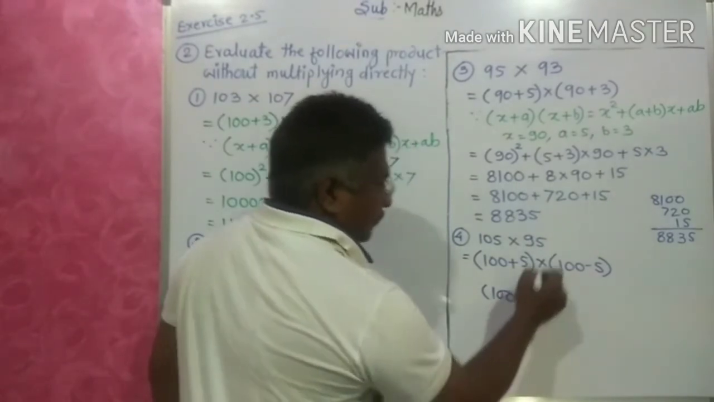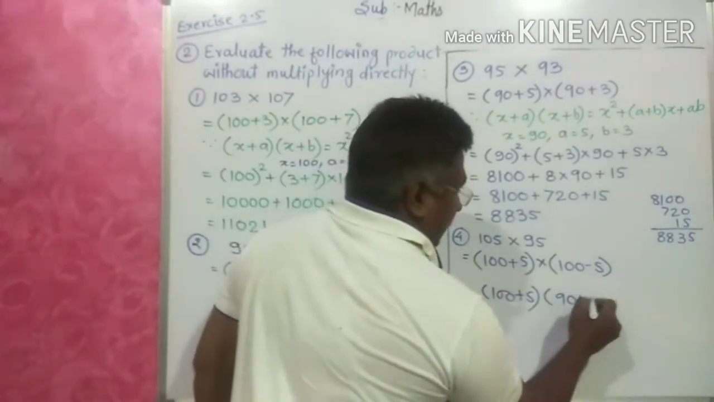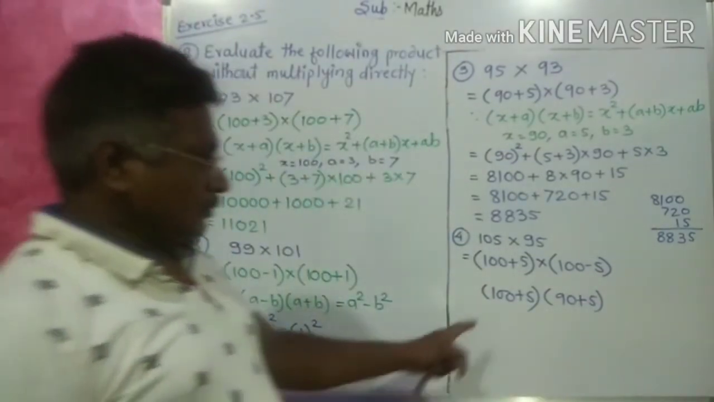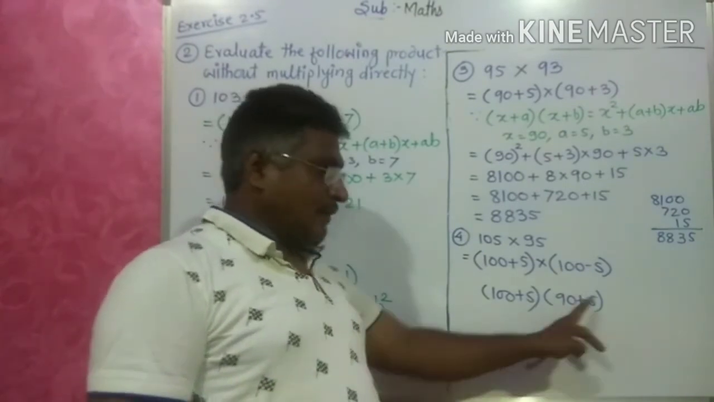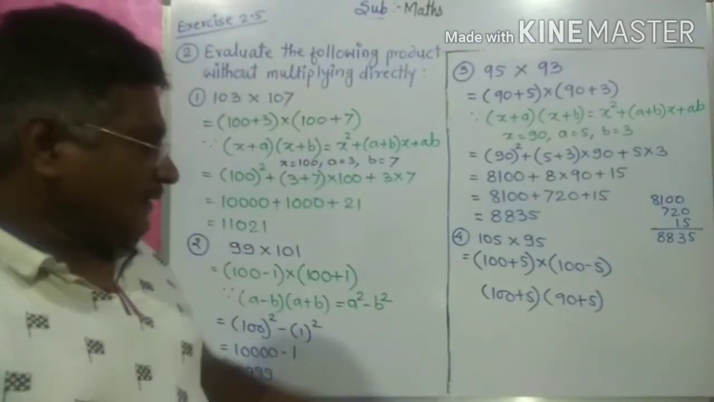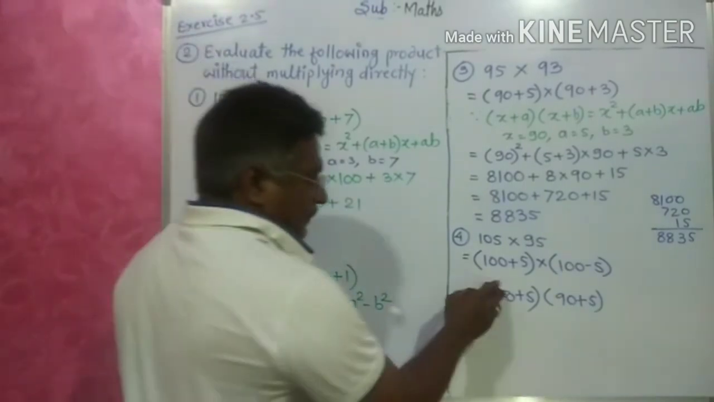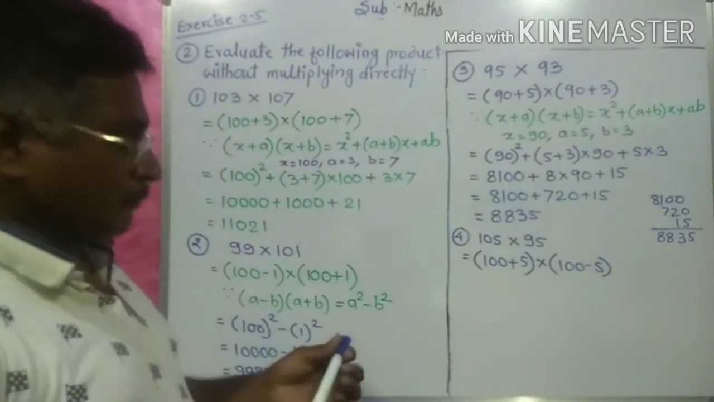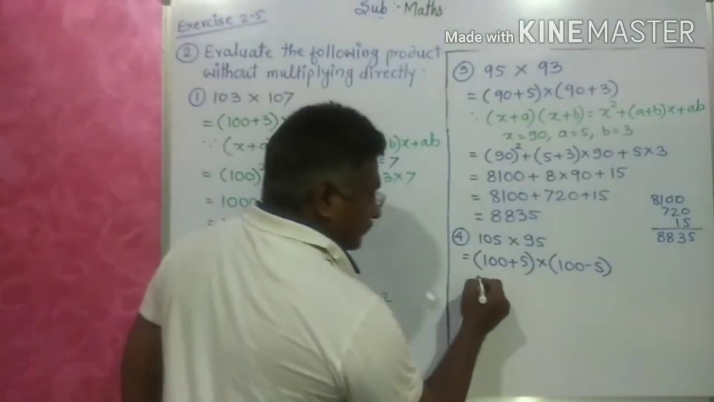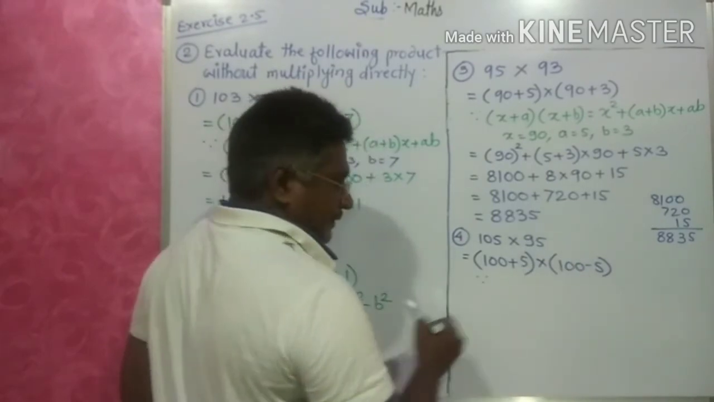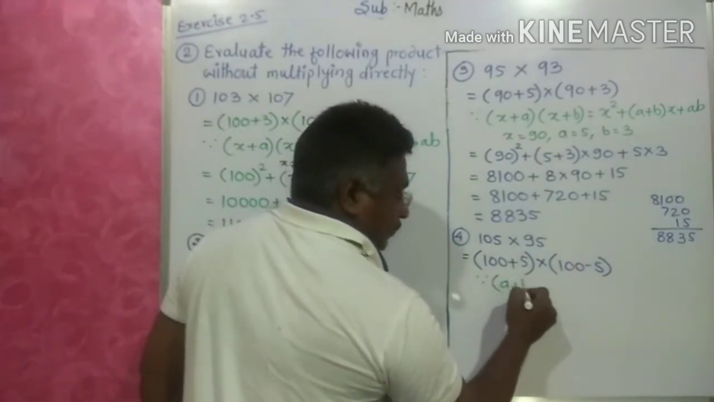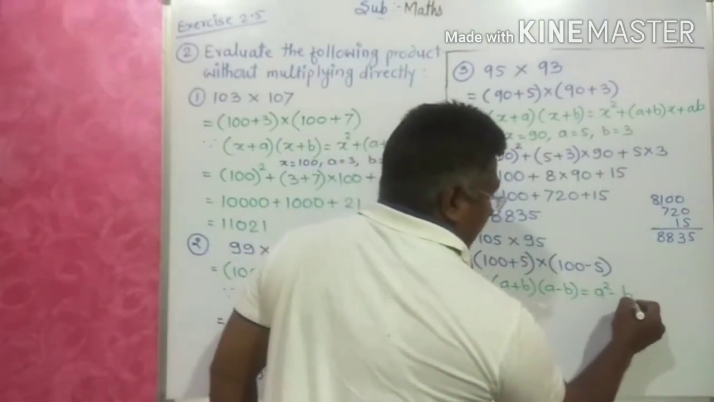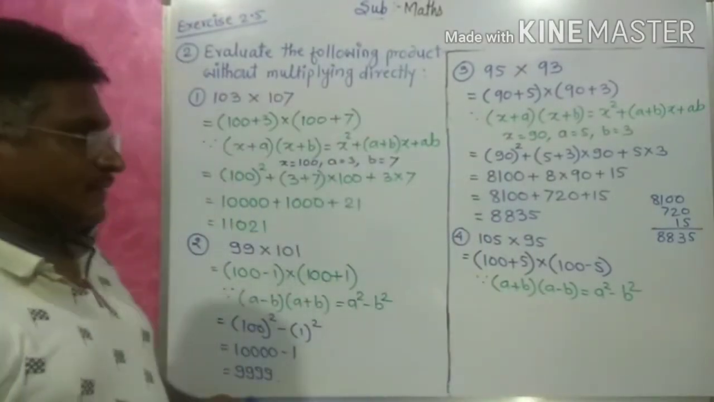100 plus 5, here 90 plus 5. In this way. Clear? So in this way also we can write. So we will get the same answer. But the calculation part is a little difficult. Understood, student? So which identity will come here? Same numbers are there in both brackets, but sign is different. So (a plus b) into (a minus b) equals to a square minus b square. This identity.